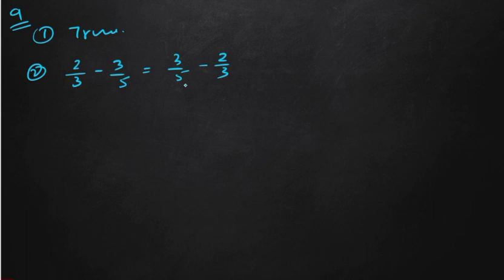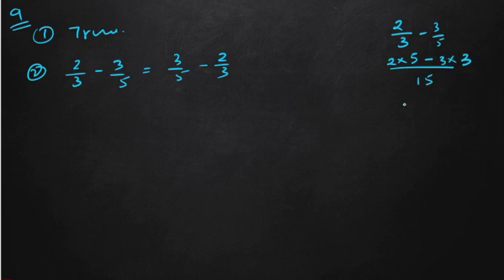Then the second one. The first one is true. The second is: 2 by 3 minus 3 by 5 is equal to 3 by 5 minus 2 by 3. Is this correct? You can solve the left hand side, 2 by 3 minus 3 by 5. The LCM is 5 times 3, which is 15. So this will be 2 into 5, 10, minus 3 into 3, 9, over 15. 10 minus 9 by 15, we will get 1 by 15.